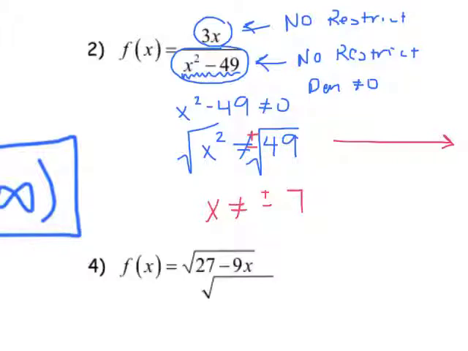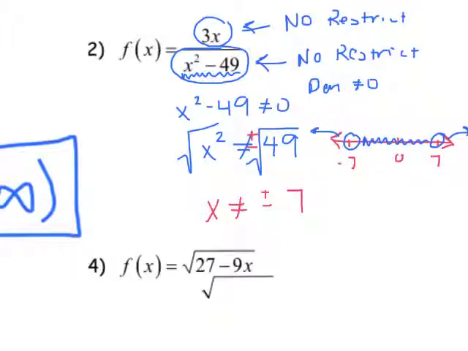So especially with multiple restrictions, the number line comes in handy. So here's 0, negative 7, and positive 7. What I'm saying is don't be negative 7 and don't be positive 7. But everywhere in between is okay. Everywhere after positive 7 is okay, and everywhere before negative 7 is okay.